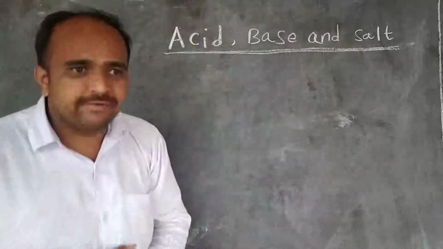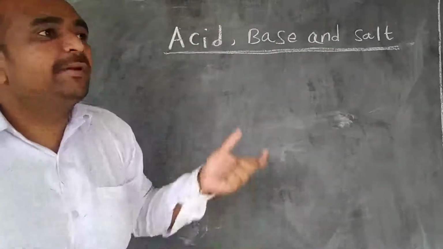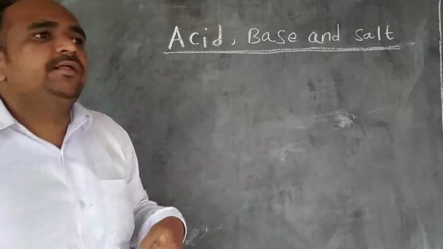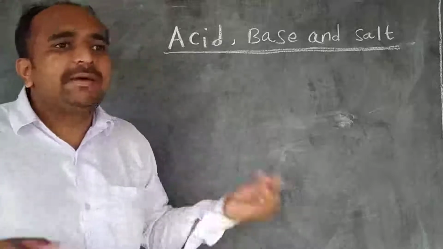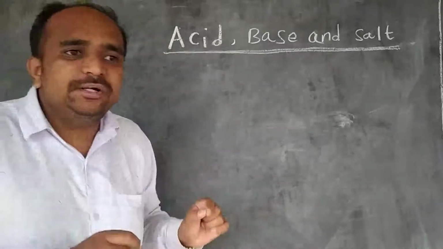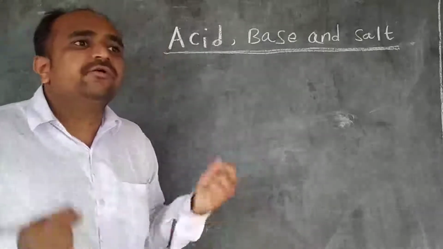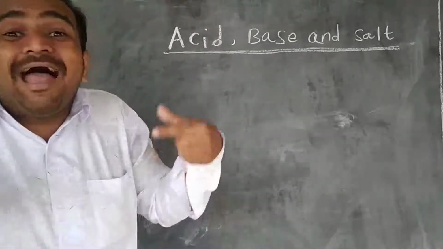So what is an acid? Different acids are present in natural substances and daily life substances. For example, tomato, tamarind, lemon. Tomato contains oxalic acid, tamarind contains tartaric acid. So these substances contain acid.